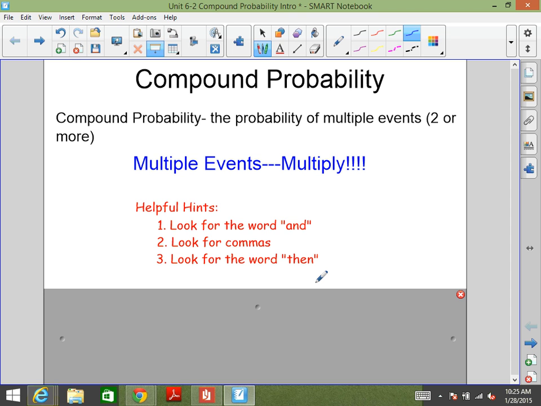Can we have 4 events? Can we have 5 events? What if I have 4 events? How many fractions would I multiply? 4 of them. If I have 5 things going on, how many fractions do I multiply? 5 times. So I multiply 5 fractions. Okay. Now, pencils down. We're just going to look at a couple of these, okay?